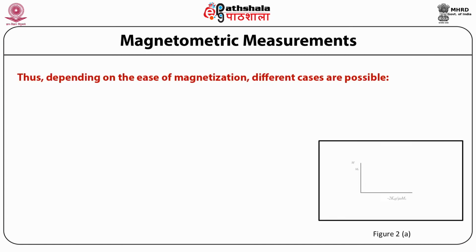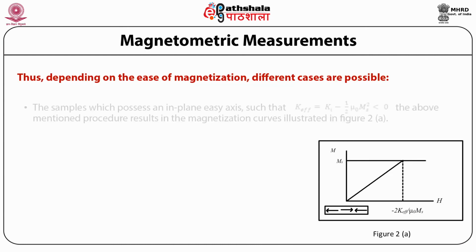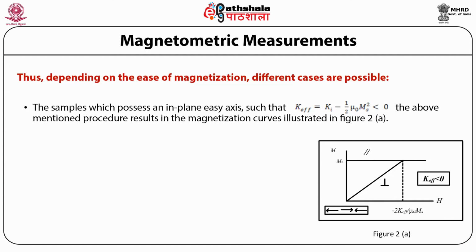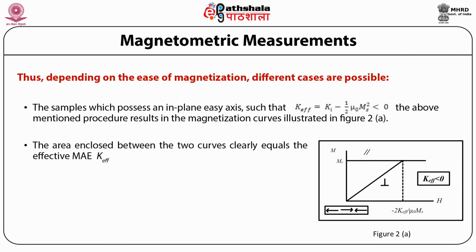Depending on the ease of magnetization, different cases are possible. First, the samples which possess an in-plane easy axis, such that K effective equals Ki minus 1 by 2 into mu naught Ms square, is less than 0. The above mentioned procedure results in the magnetization curves which are shown in figure 2a. The area enclosed between the two curves clearly equals the effective MAE, which is K effective.